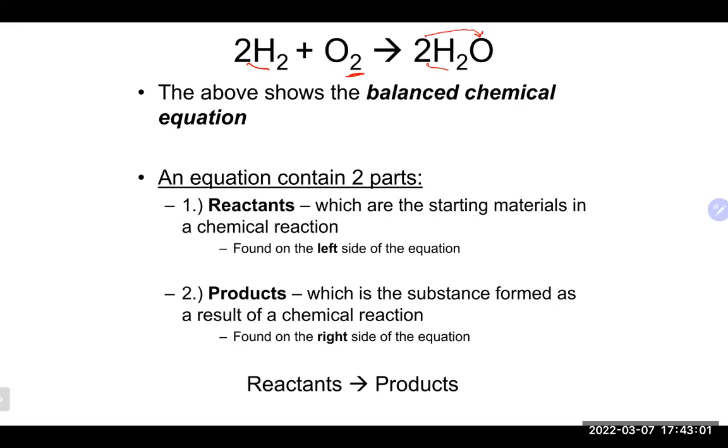If an equation is given to you, you should always check to make sure it is balanced. And if not, you should probably balance it. We'll talk about how to do that in just a second. But let's talk about some of the different parts of a chemical equation.